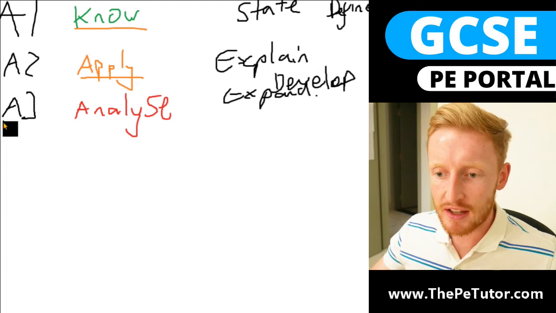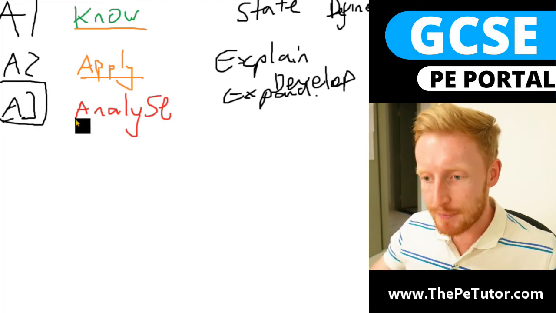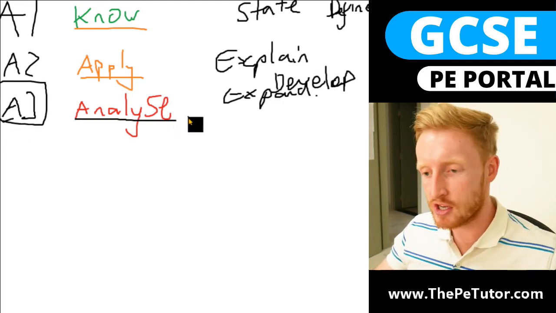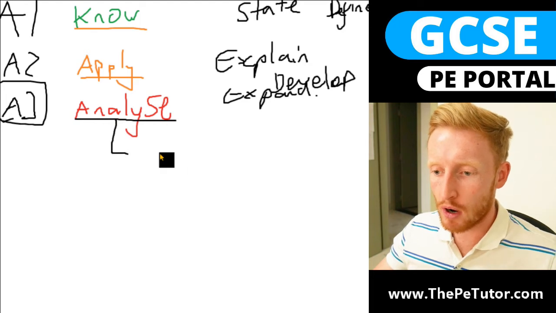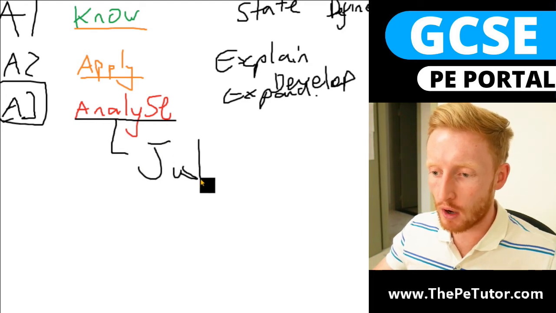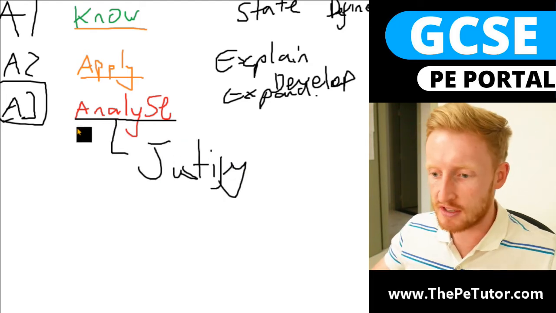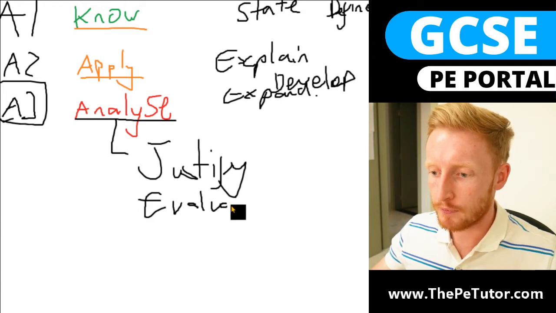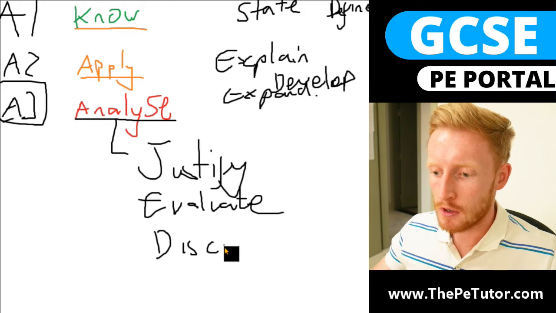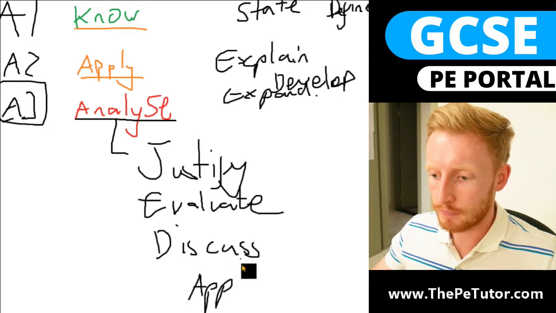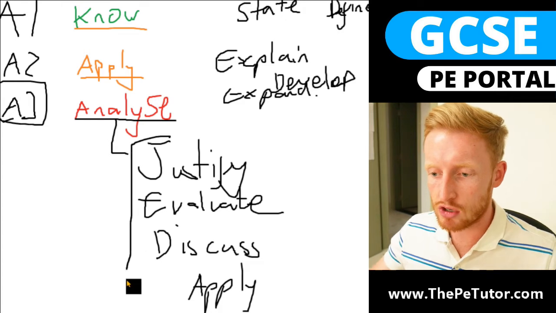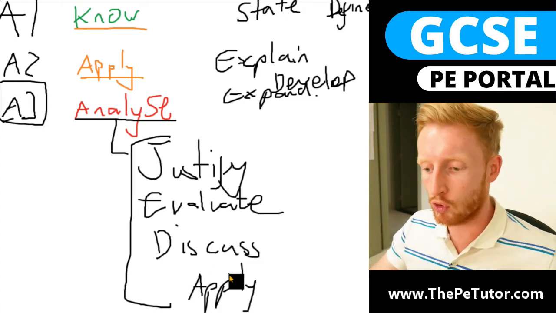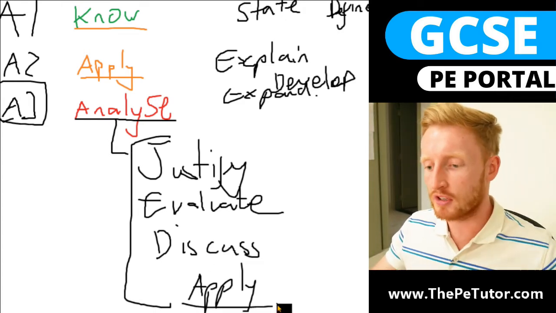And then when we start to get down to AO3, where we need to be able to analyse the information that we know, that's where we start to see command words such as justify, analyse itself. It could be evaluate. It could be discuss, apply, when used in conjunction with some of these other terms as well, or applying to a particular sporting context.